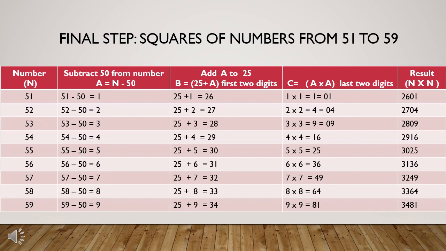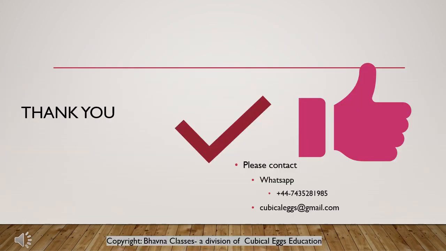Okay. If someone asks you to write the squares of numbers from 51 to 59, you can notice a pattern here. The first two digits go 26, 27, 28, 29, 30, 31, 32, 33, and 34. And the last two digits are the square of 1, square of 2, square of 3, square of 4, square of 5, square of 6, square of 7, square of 8, and square of 9. So this is also a pattern that you can observe. This was the second trick for finding the squares of numbers from 51 to 59, and I have explained it in detail.